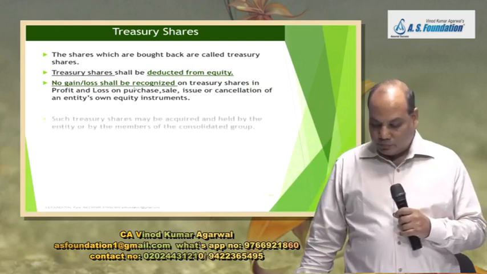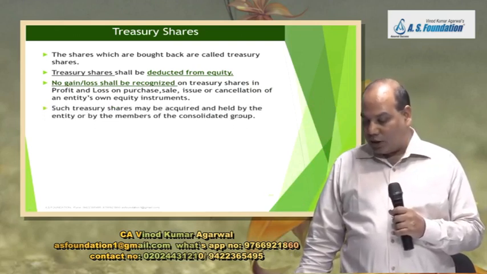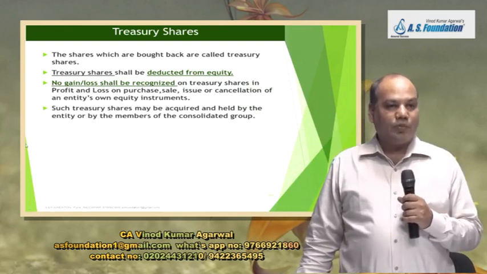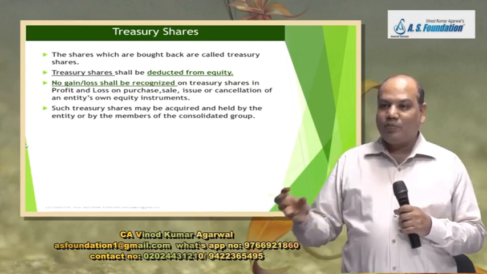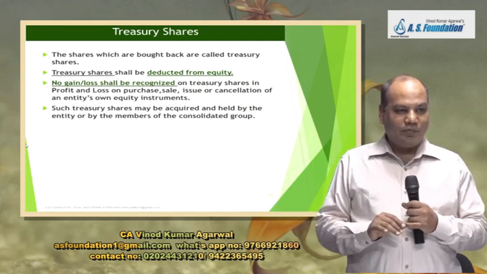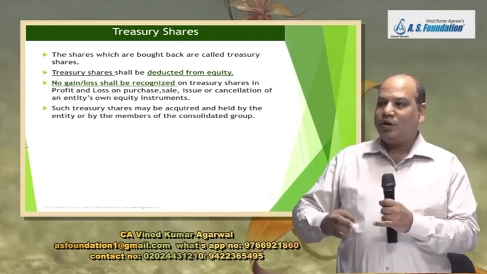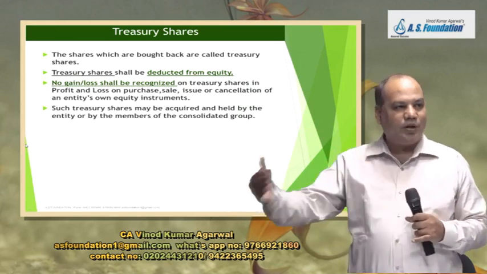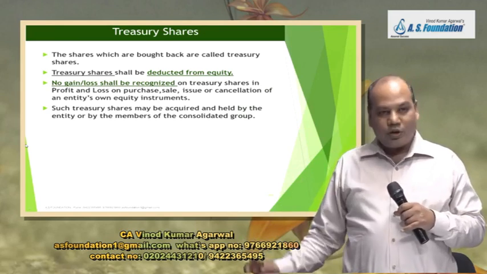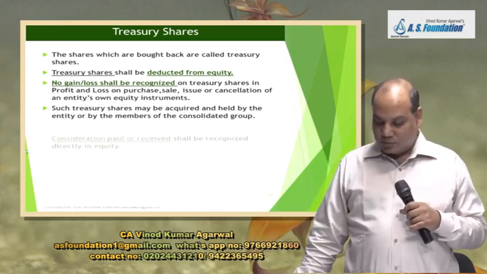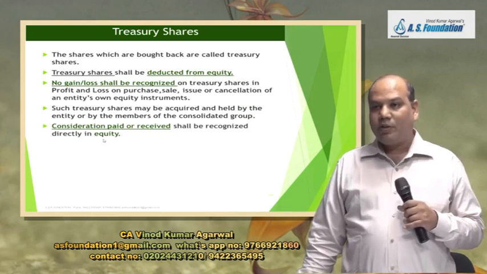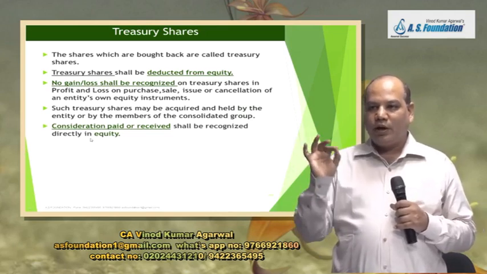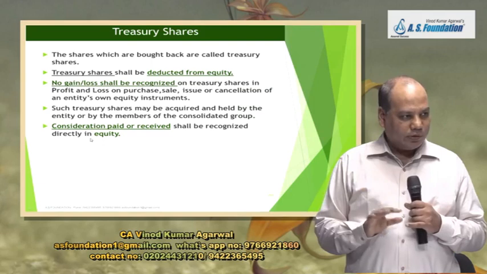Is it right? Such treasury shares may be acquired and held by the entity or by the members of the consolidated group also. In some countries, you can purchase your own share and hold it as treasury share. If you're a parent company, your subsidiary may acquire, or if you're a subsidiary, your parent may acquire your share and hold it. Or one group company can hold share in another group company. So in consolidation, that becomes the treasury shares. Consideration paid or received will be recognized within the equity only. So with respect to treasury share, all entries will be made through equity. Is it right?